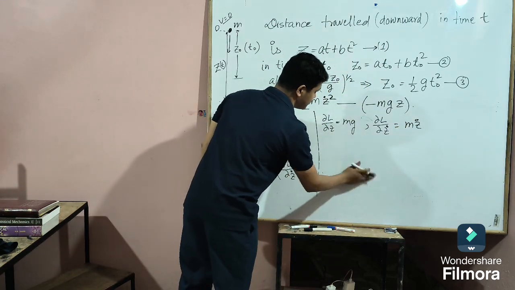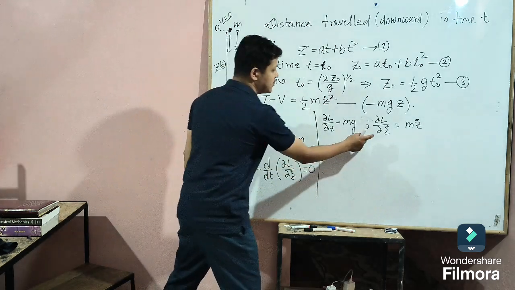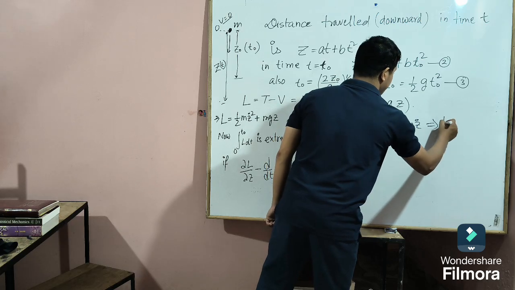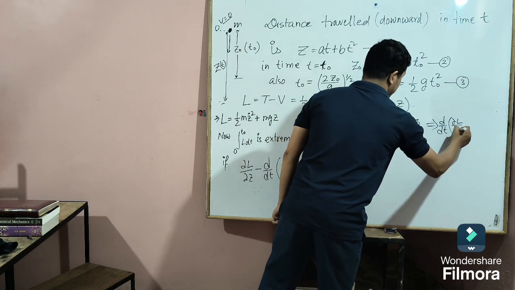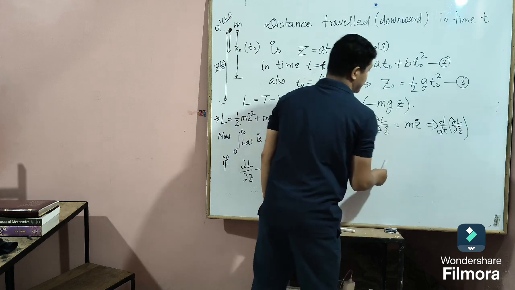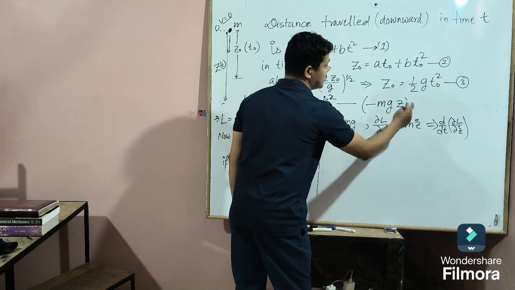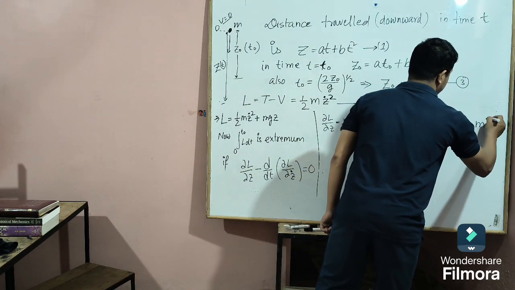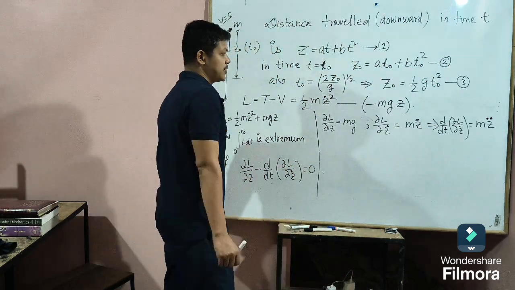Now you see, here we need the time derivative of this. So what will be its time derivative? If you differentiate this with respect to time t, then mass is constant. If you differentiate it again with respect to t, then it's going to be z double dot, right? So hope you have understood this.